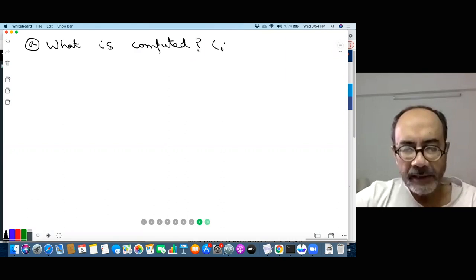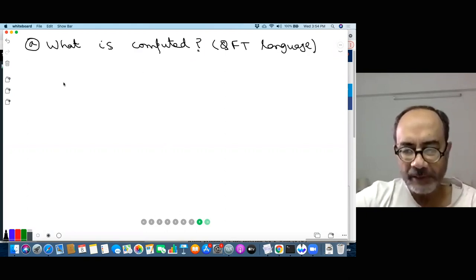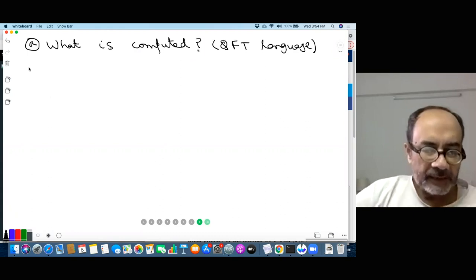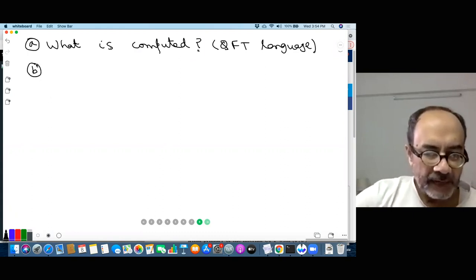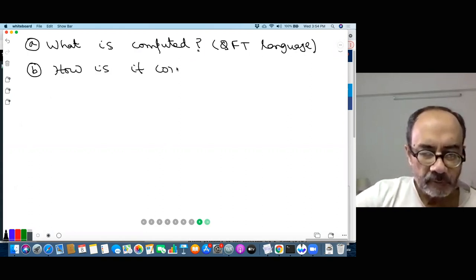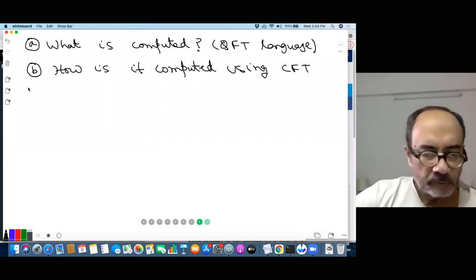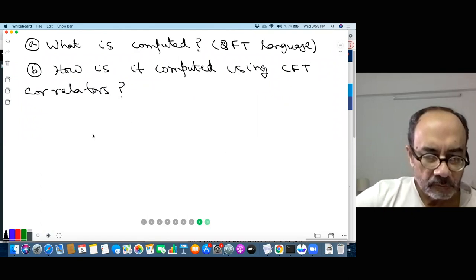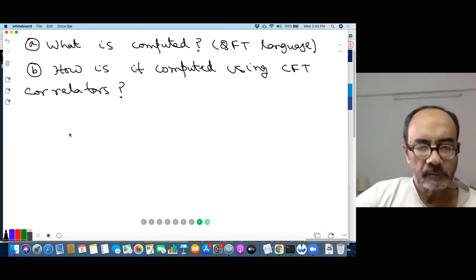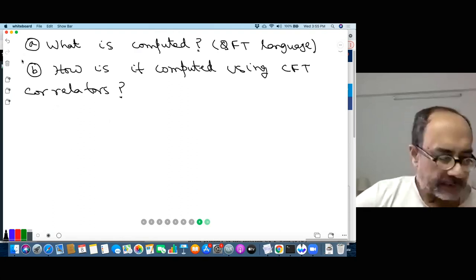So this I'm going to state in the QFT language. If you are doing a QFT, what does it correspond to? What is the quantity that you are computing? And then the second part is how is it computed? Computed using CFT correlators. So first, let me try to answer the first question. What is computed?